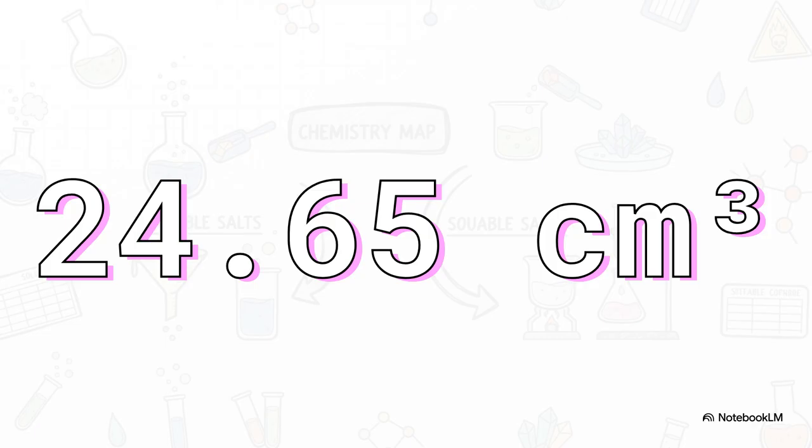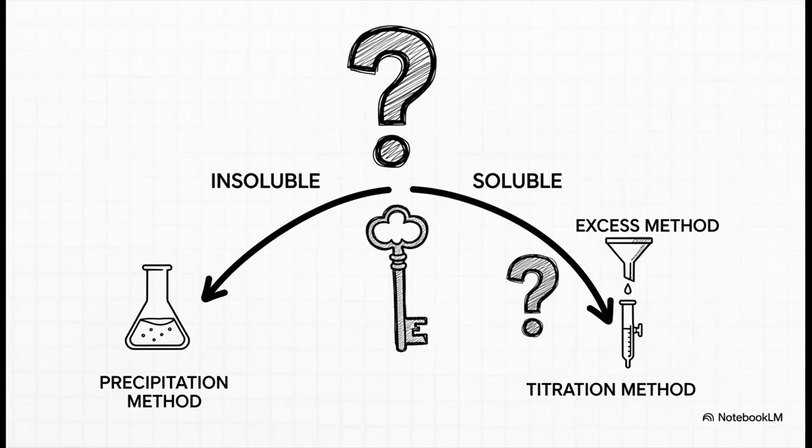So now you can repeat the experiment one last time, but without the indicator, to get a perfectly pure solution of your salt. So, let's bring it all back home. We've got 3 different paths to making a pure salt, but it all starts with that one simple question: soluble or insoluble?